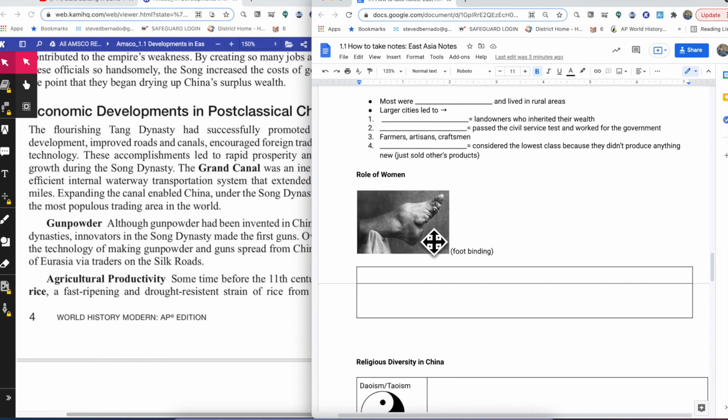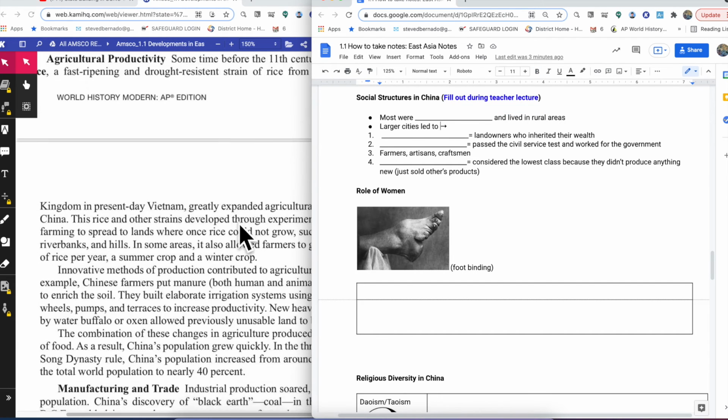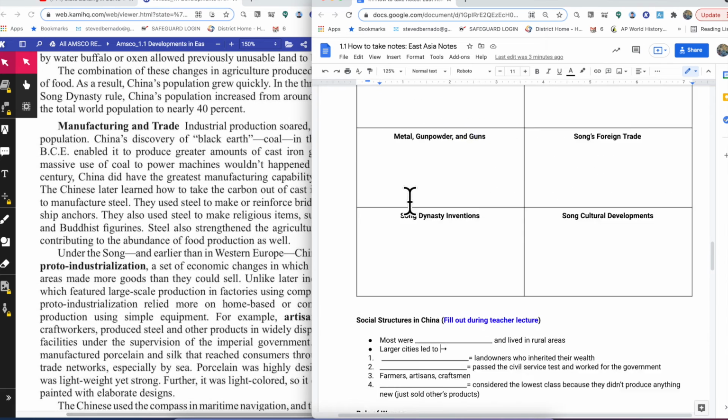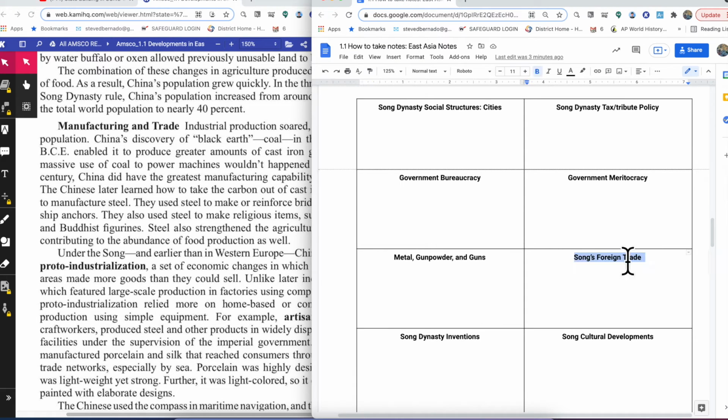Now we're coming down to the part where it says social structures. So you can choose to try to fill this out. If you get too confused, you could fill it out later during my teacher lecture in class. We come through this part, manufacturing and trade. Look, manufacturing and trade. Song's foreign trade.